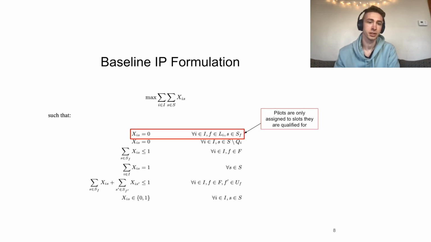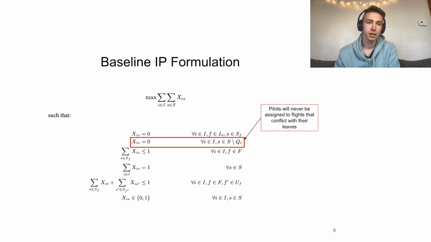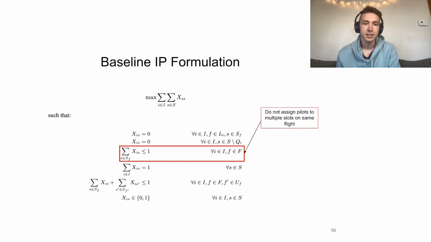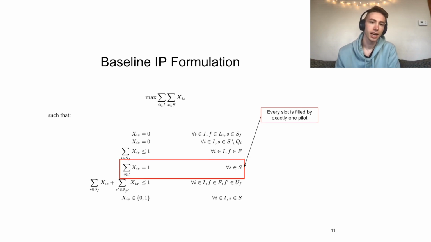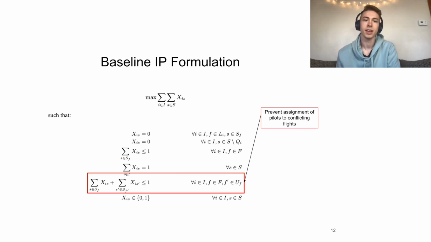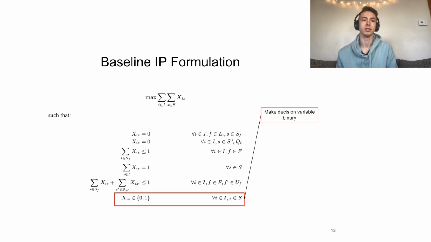And we face the following constraints. First, pilots are only assigned to slots that they're qualified for. Next, they will never be assigned to flights that conflict with their leave. We do not assign pilots to multiple slots on the same flight. And every slot is filled by exactly one pilot. We prevent assignment of pilots to conflicting flights because they, like everyone else, cannot be in multiple places at once. And finally, we make the decision variable binary. So it's a 0 or a 1, and this is what makes this an integer programming problem.